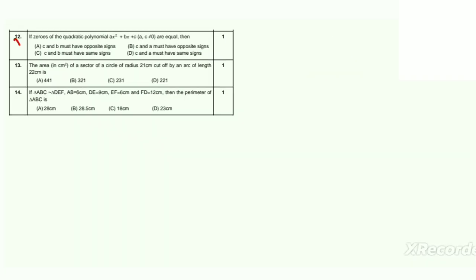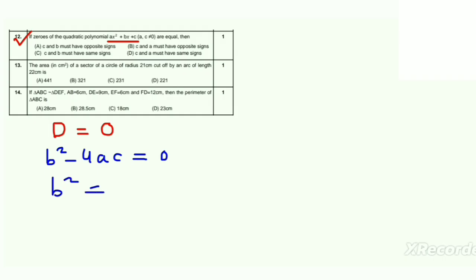Question number 12. If zeros of the quadratic polynomial ax square plus bx plus c are equal, then, okay students, as we know, if zeros of a quadratic polynomial are equal, then the discriminant, denoted by D, must be equal to 0, and we have the formula for discriminant, that is b square minus 4ac equal to 0. Now b square equal to 4ac, as minus 4ac goes to the RHS and becomes plus 4ac.